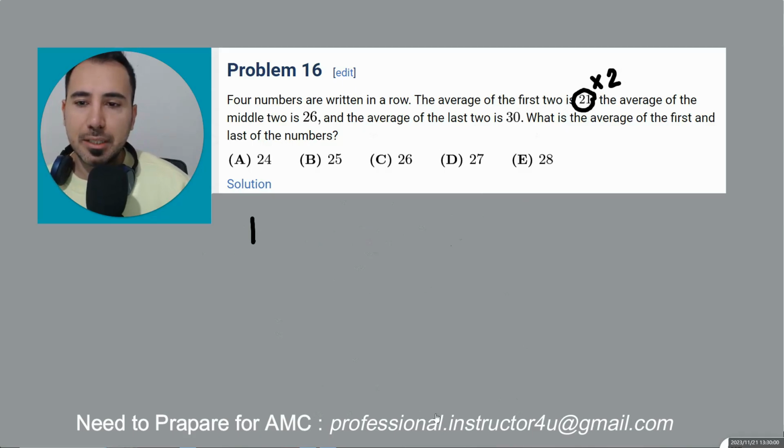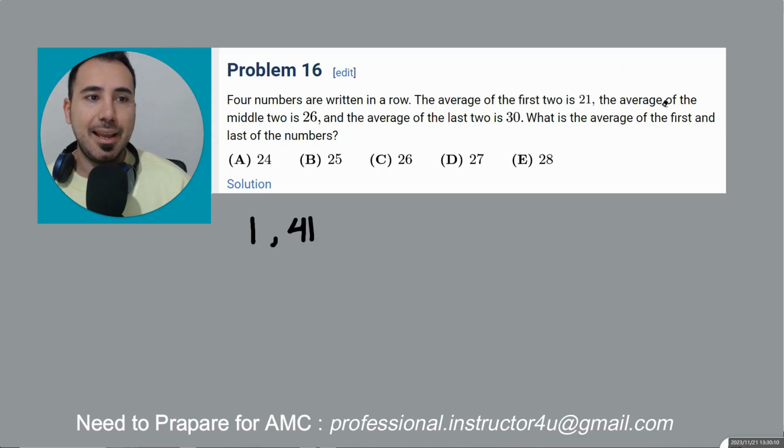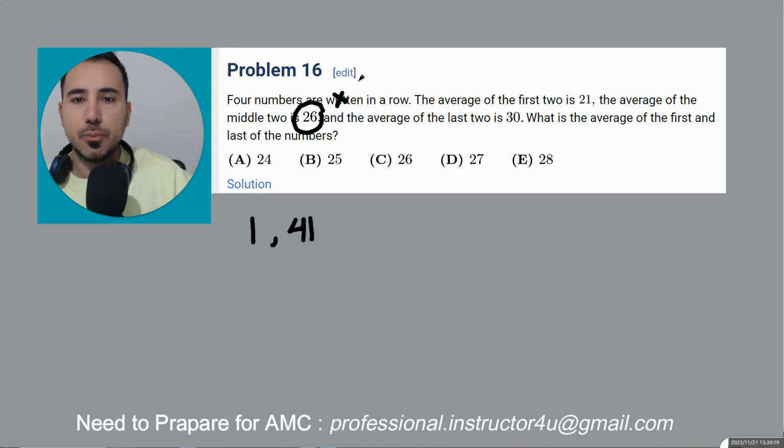So I want to write something extreme to show you something. I'm going to write 1 and 41. Okay, like any number. So I'm going to write this one. And the average of the middle 2 numbers is 26. So 26 times 2 is 52. So 52 minus this. Now, if I add these two, 41 and 11, 52 divided by 2, 26.